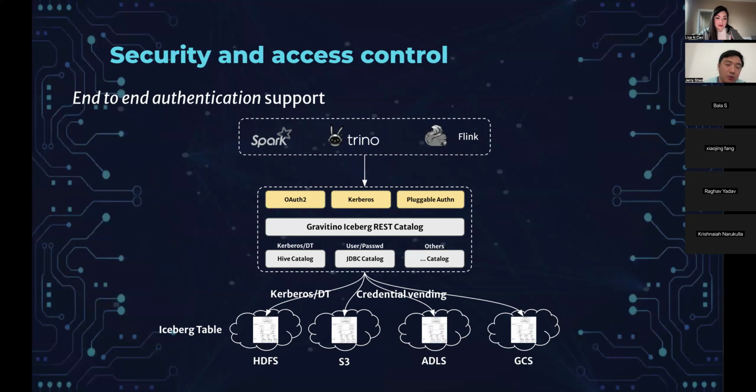Also, very important for production-ready use is security and access control. For the Gravitino IRC, we also add a lot of security and access control features. The first thing is end-to-end authentication support, because it is quite important to know who is who. So we provide end-to-end authentication.